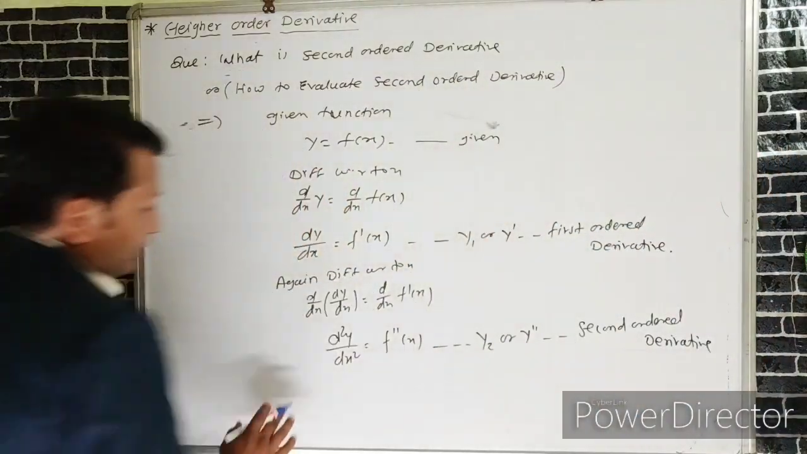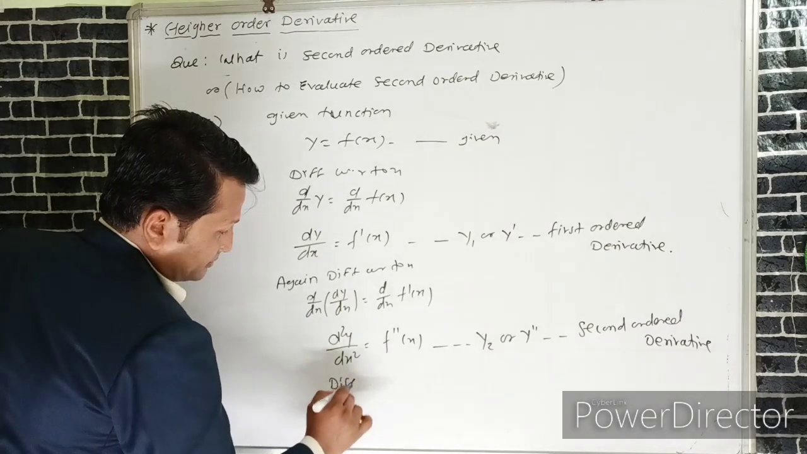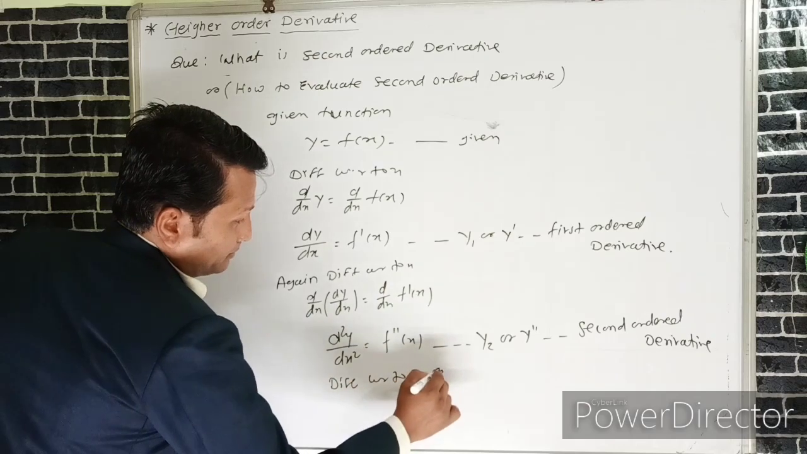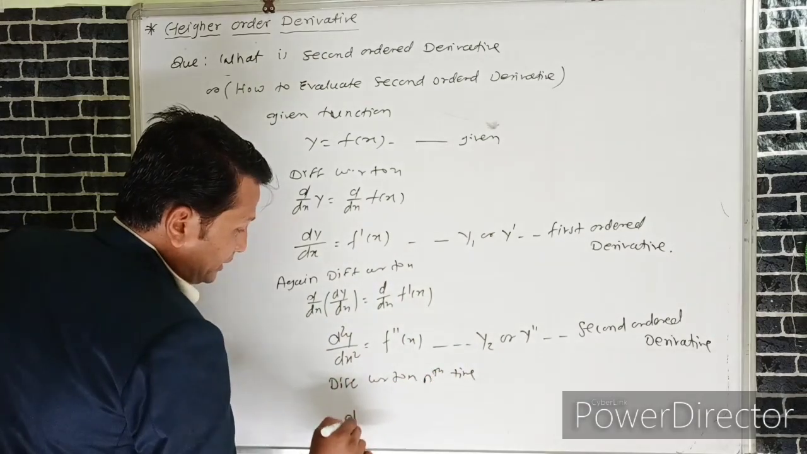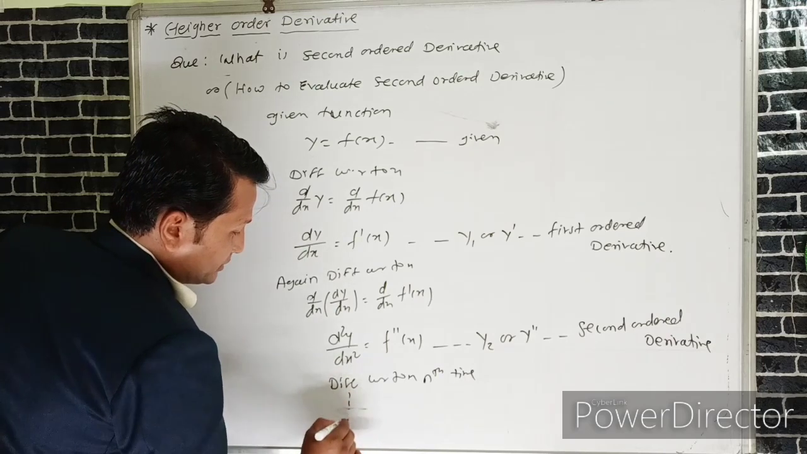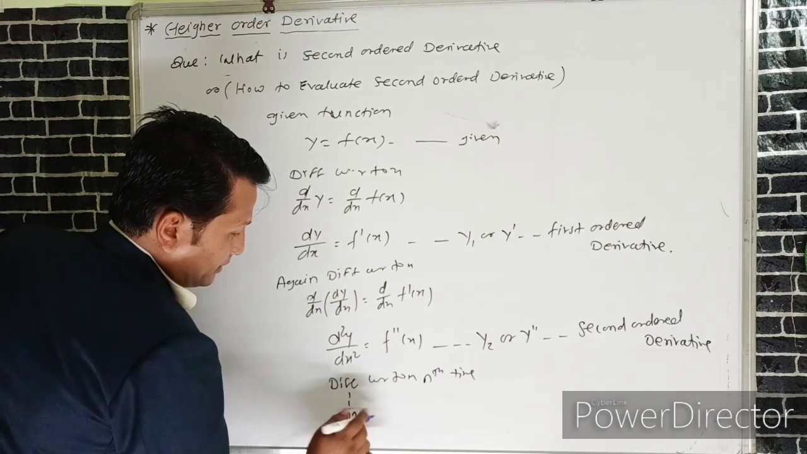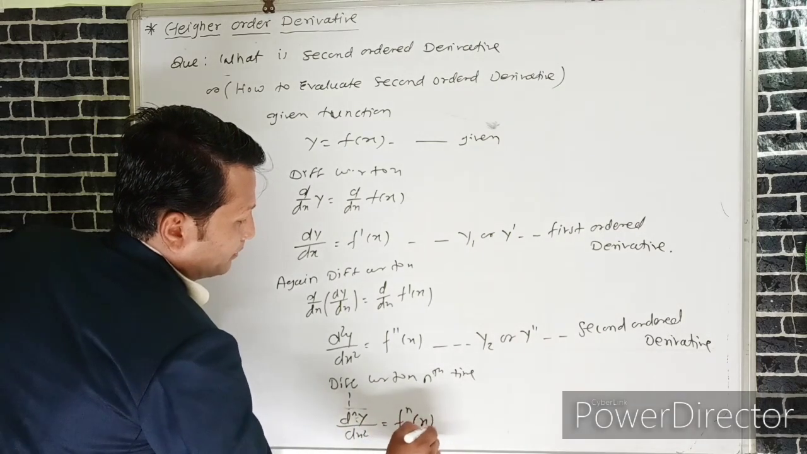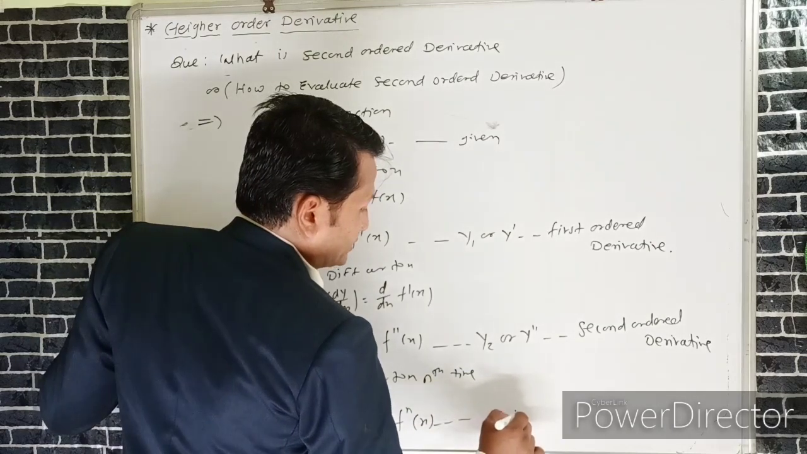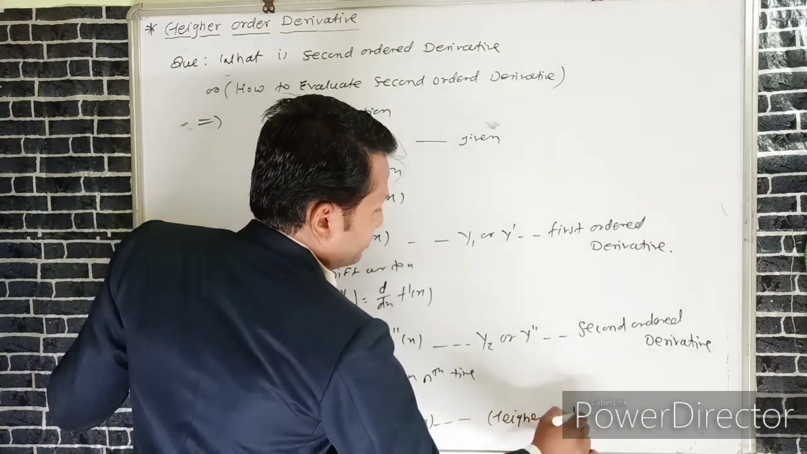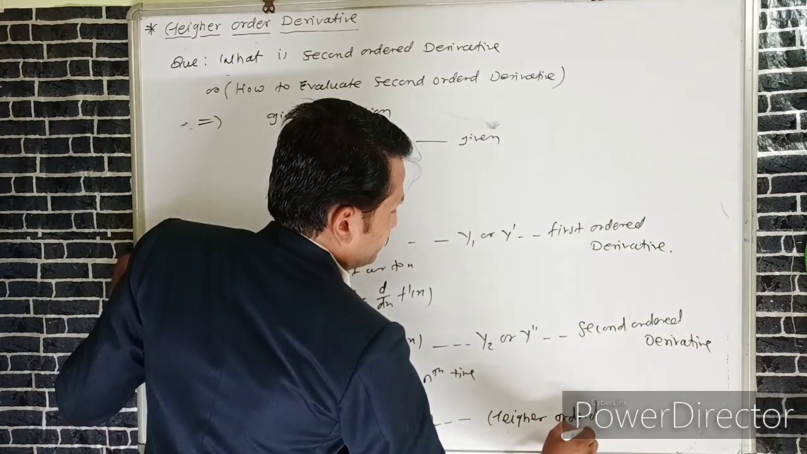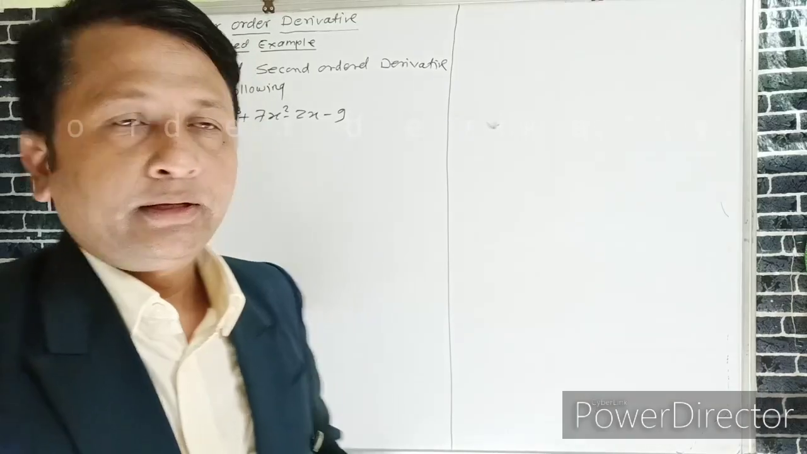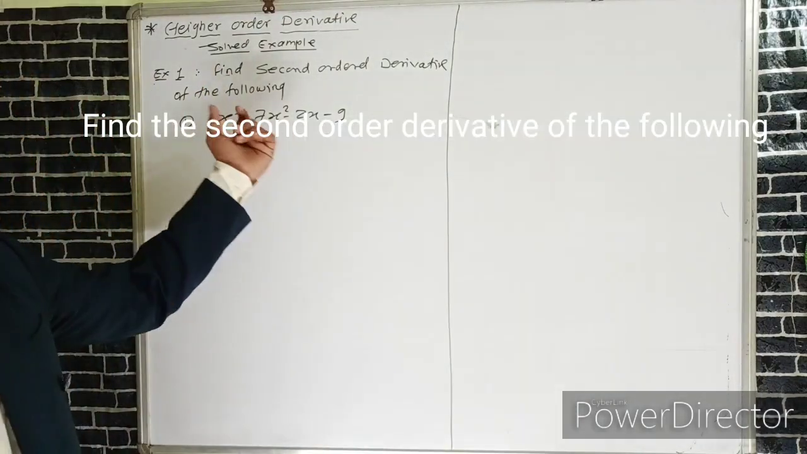But if we differentiate with respect to x nth time, then we get d raised to the power n y upon dx raised to the power n is equal to f nth of x, which is also called a higher order derivative. So it is easy to find the second order derivative.